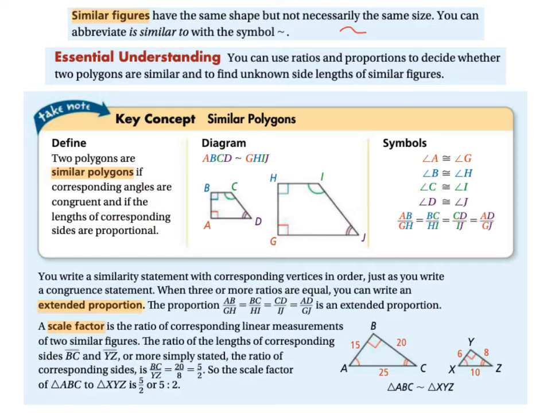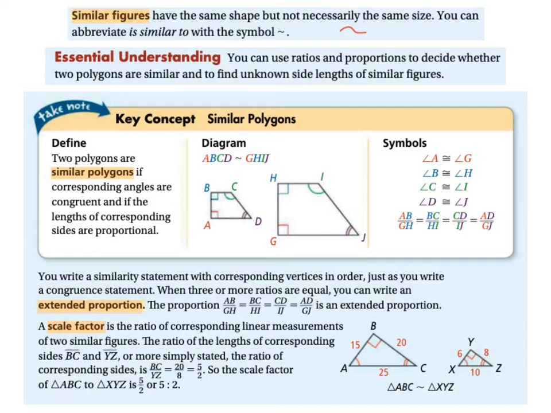And if the lengths are proportional, okay, this length divided by this length will be the same as this length divided by that length. You get the same number if you take that length divided by that length and this length divided by this length. Okay, you can write a similarity statement which shows the vertices in order. A, B, C, D corresponds with G, H, I, J. You can see the marks there making that true.